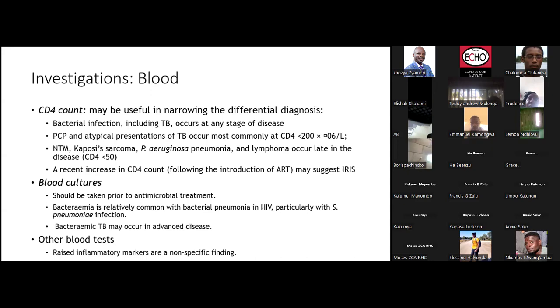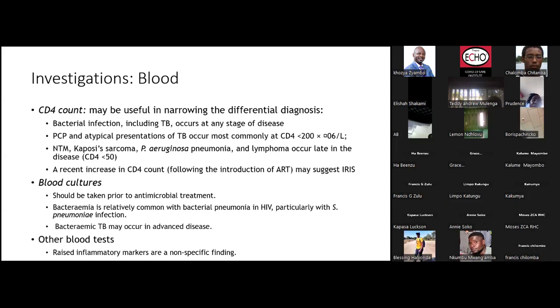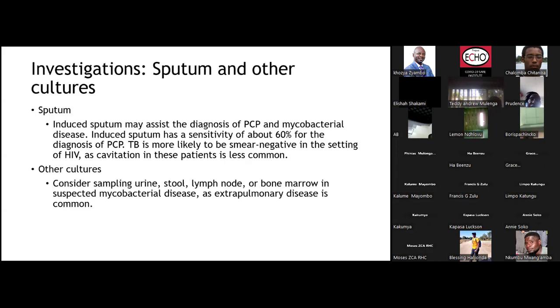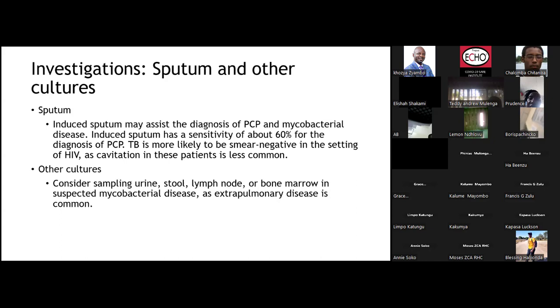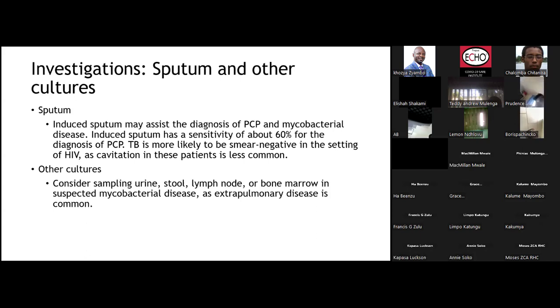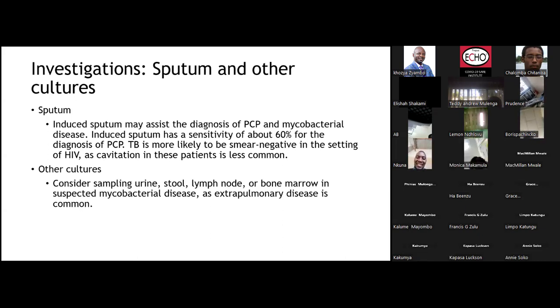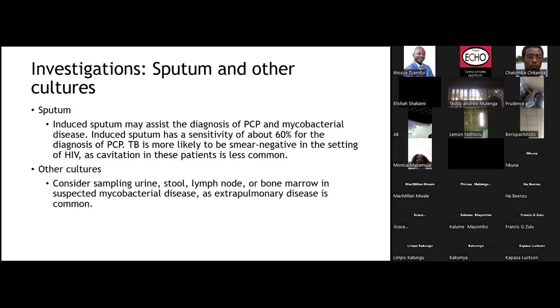Blood cultures are desirable because bacterial infections are common. And another thing that happens a lot in advanced HIV, apart from pulmonary TB, is TB bacteremia as well. So these should be collected. Raised inflammatory markers are not really very specific, but the CD4 really helps. Sputum can help in the diagnosis of PCP and TB, especially if it's induced. However, I should mention that in advanced HIV disease, we don't usually see the TB being smear positive, and these patients will usually not have cavities. Other things that can be sampled: stool, urine, and the lymph nodes, and even bone marrow, especially for the NTMs, which present with pulmonary and extrapulmonary disease.